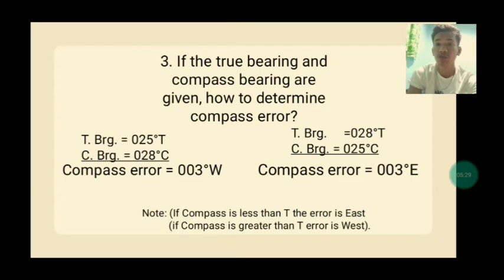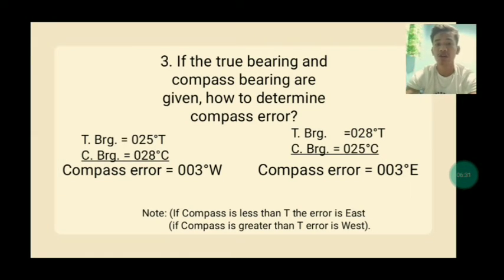Number 3. If true bearing and compass bearing are given, how do we determine the compass error? In the first example, the true bearing is 025 degrees true, and the compass bearing is 028 degrees. As we can see, our compass bearing is greater than our true bearing. So our compass error is west: 025 degrees true minus our compass bearing of 028 degrees, and our compass error is 3 degrees west.